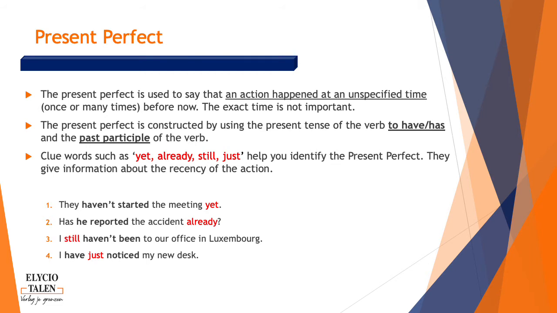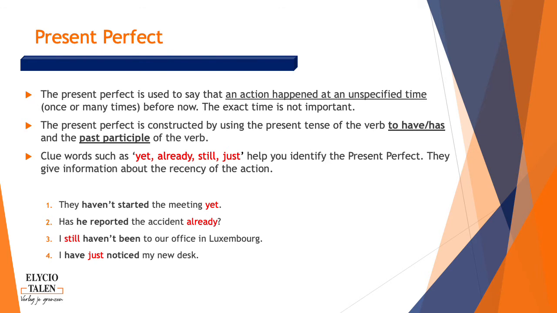Also, remember that there are some clue words that I have written in red here. Yet, already, still, just. There are of course a couple more words, but these four are the most common ones, which help us identify the present perfect. This tense, the present perfect, gives us information about the recency of the action, but we should remember that it does not give us any specific time.